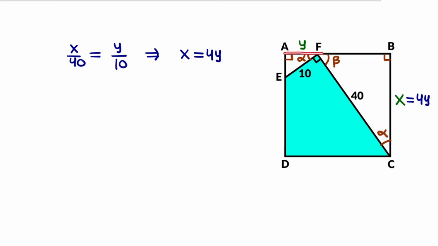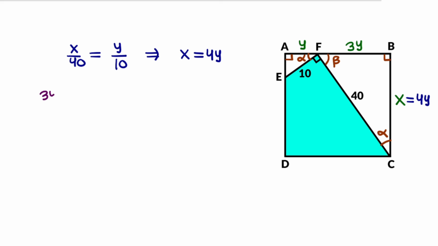Now look at the entire top side of the square. Its total length is X, which means it equals 4Y. But the left portion, AF, is only 1Y. So the remaining piece, FB, must be 3Y. And now we are perfectly set up for the Pythagorean theorem. Look at right triangle FBC. Its legs are 3Y and 4Y, and its hypotenuse is 40.